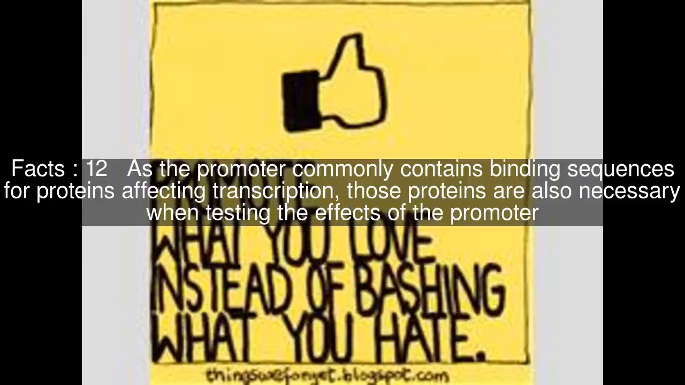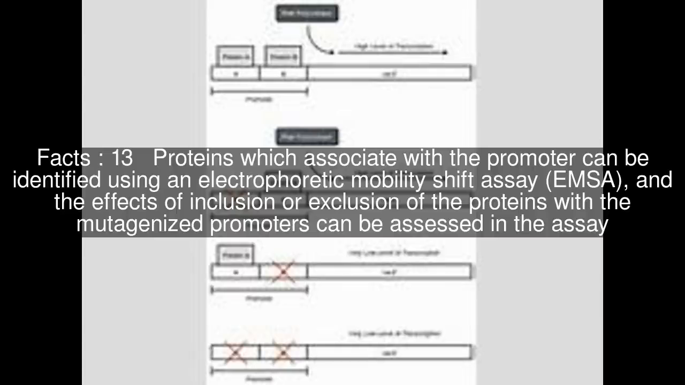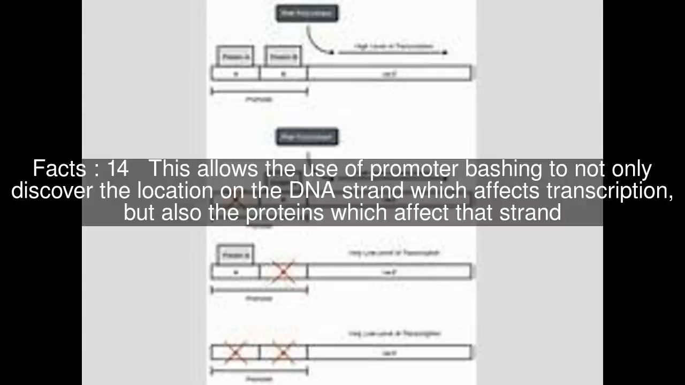As the promoter commonly contains binding sequences for proteins affecting transcription, those proteins are also necessary when testing the effects of the promoter. Proteins which associate with the promoter can be identified using an electrophoretic mobility shift assay, EMSA, and the effects of inclusion or exclusion of the proteins with the mutagenized promoters can be assessed in the assay. This allows the use of promoter bashing to not only discover the location on the DNA strand which affects transcription, but also the proteins which affect that strand.